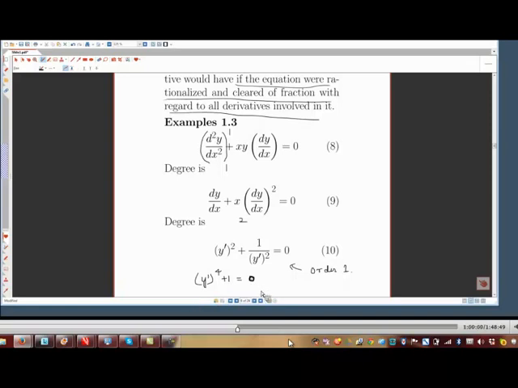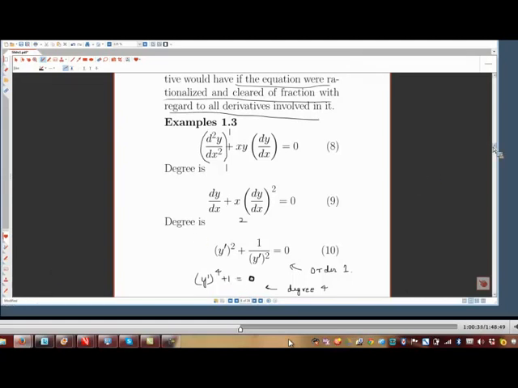So degree is 4, and that's exactly what the second part is saying. Let's understand this. If the equation were rationalized and cleared of fractions with regard to all its derivatives involved, that's the reason we say here the degree is 4. Okay, got it? Good to go? Very good. Okay, perfect. I try to not put all the information just once. We will do it slowly.